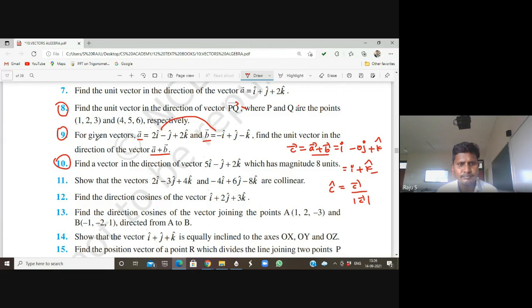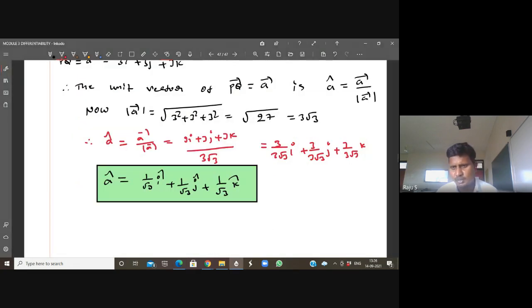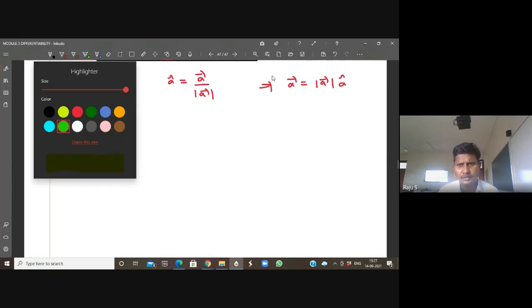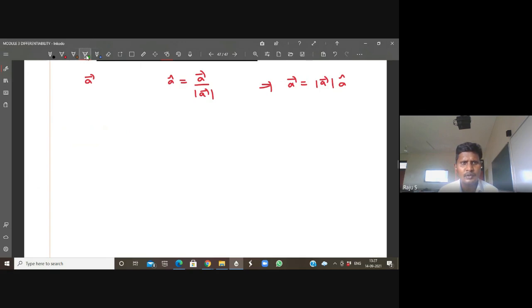And coming to question number 10. Before going to question number 10, if A is the given vector, which implies unit vector A cap is equal to vector A by magnitude of A. Am I right? From this, can I write vector A is magnitude of A into A cap, by cross multiplying this? Yes, we can write it very easily. So A cap is equal to vector A by magnitude of A, and magnitude of A you can cross multiply.